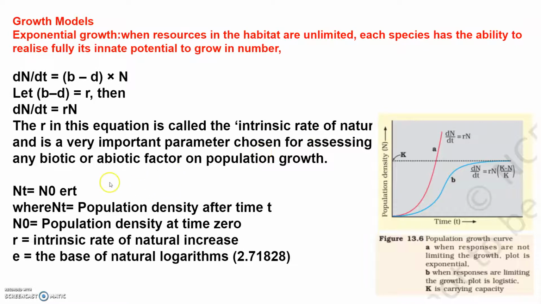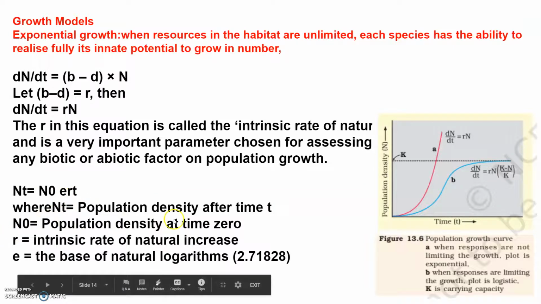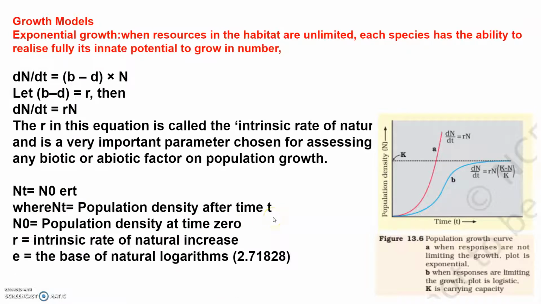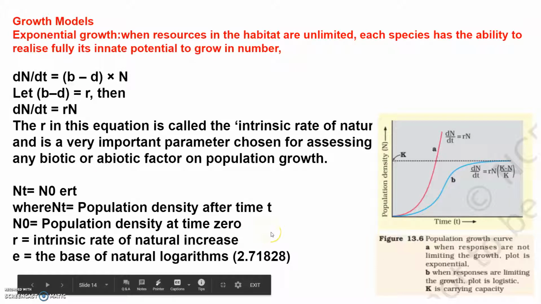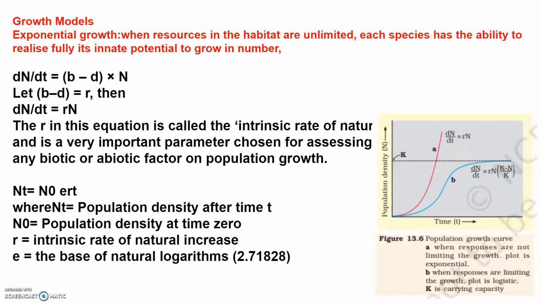If we use similar basic calculus, we can derive the integral form of the exponential growth equation as this, where Nt, that is density at a particular period of time, is equal to N0 e to the power rt, where Nt refers to population density after time t, N0 refers to population density at time 0, r stands for intrinsic rate of natural increase, and e is the base of the natural logarithm, 2.71828.